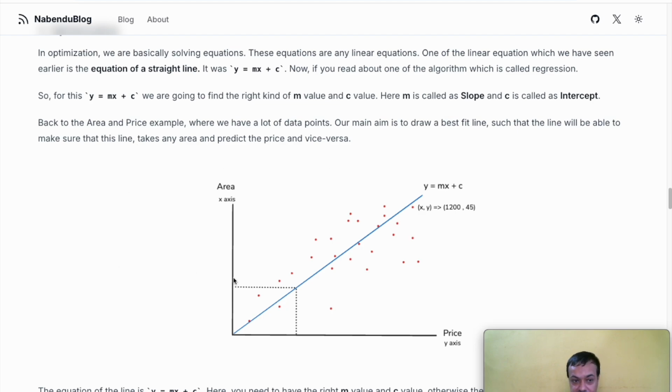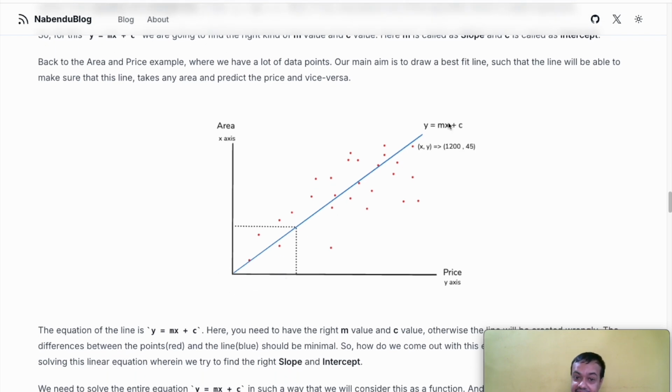So back in the area and price example, where we have a lot of data points, our main aim is to draw a best fit line, such that the line will be able to take any area and predict the price and vice versa. This line should be so good that if I take any area, it should predict the price. So this line is very important here.